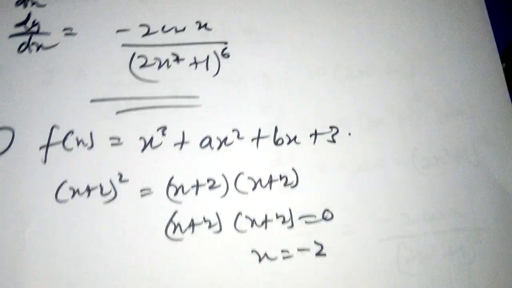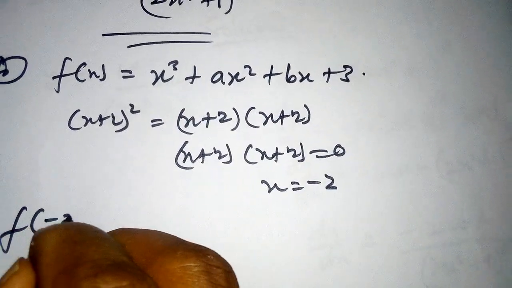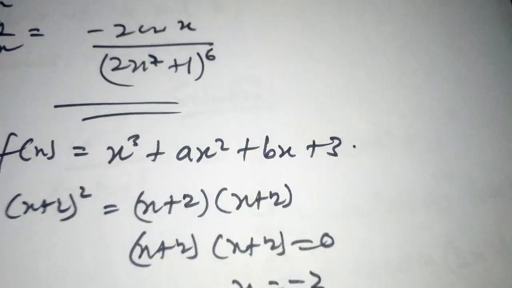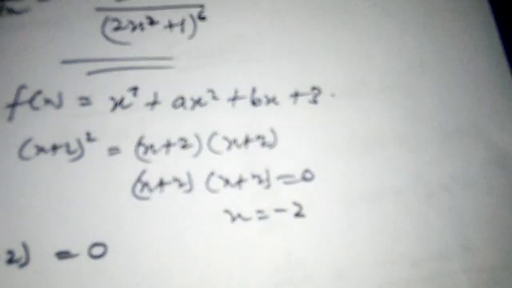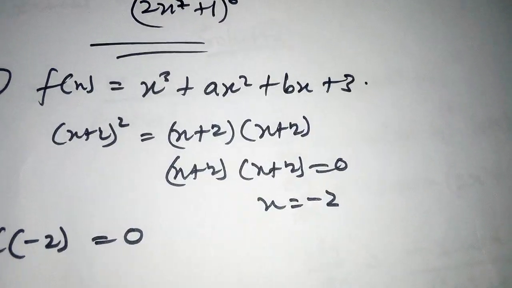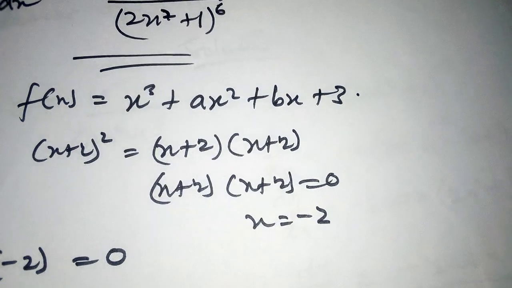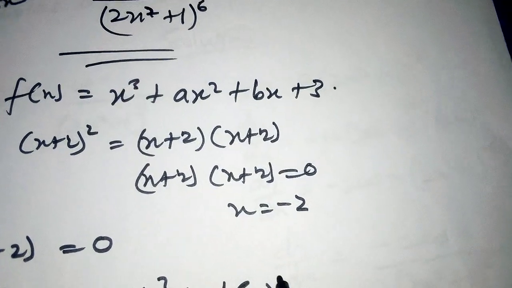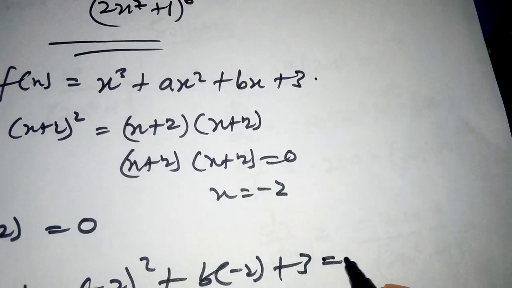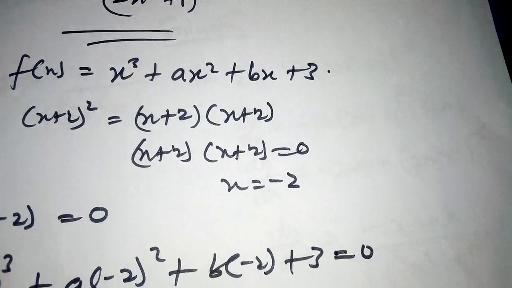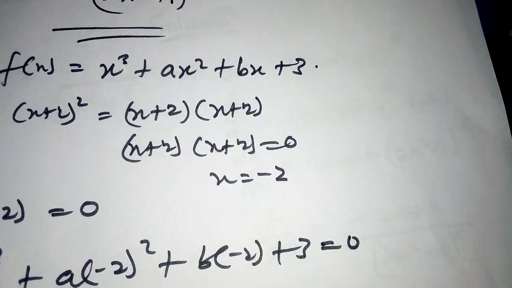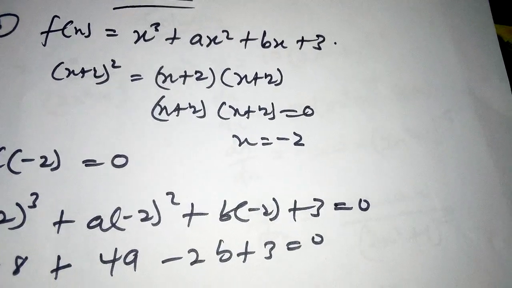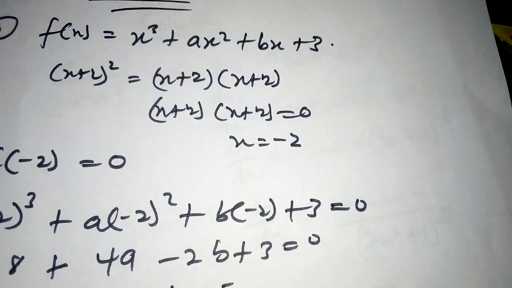So what it means is that f of minus 2 will be equal to 0. If I substitute negative 2 into the function, I'll get 0. That is what it means for the first part. So if I do so, I'm going to get minus 2 cubed plus a times minus 2 squared plus b times minus 2 plus 3 equal to 0. This will give me minus 8 plus 4a minus 2b plus 3 equal to 0.